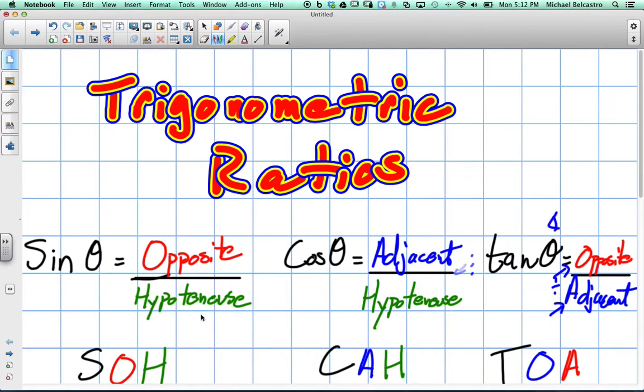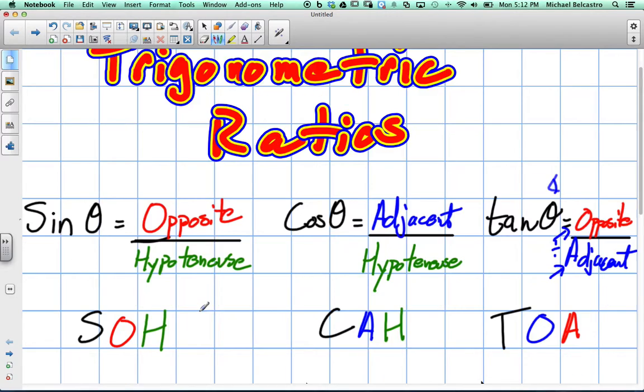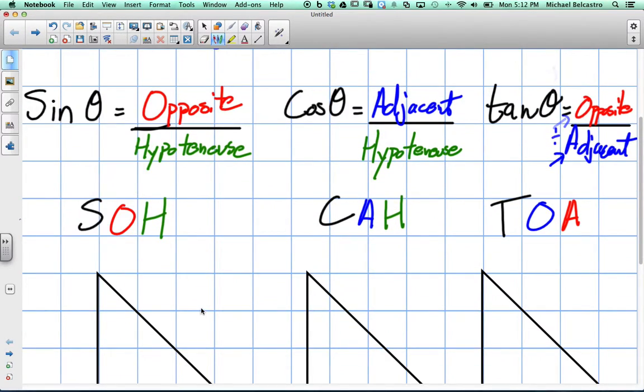So each of these has a different side of a triangle. They use an acronym called SOHCAHTOA. Okay, and the reason they do that is so it helps you remember that sine is opposite over hypotenuse, cosine is adjacent over hypotenuse, and tangent is opposite over adjacent. So this acronym SOHCAHTOA is supposed to help us remember what we're doing here.